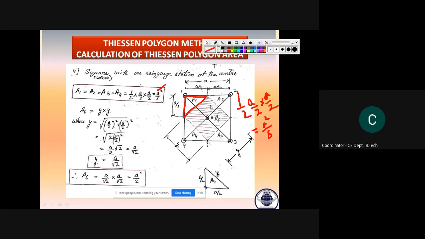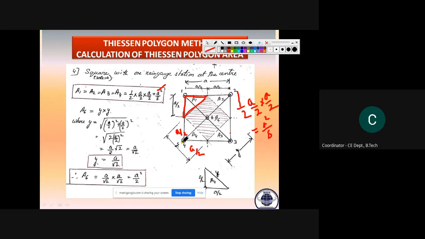Now what will be the area of this A6, this hashed polygon? Suppose this is y and this is also y. Why? Because this is an equal square, so the lengths will also be the same. If this is y and this is y, then the area is y square. Now what is the value of y?